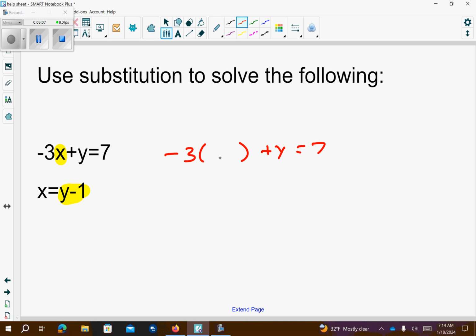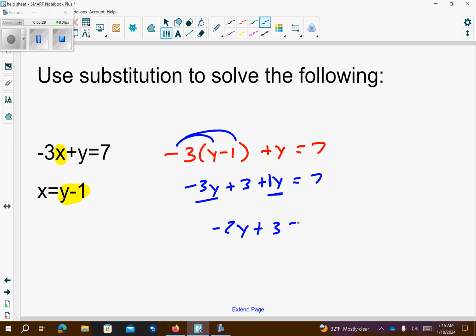Well, our x was right here, but now I'm going to plug y minus 1 in. Be sure you distribute over the parentheses if you need to. So -3 times y is -3y, -3 times -1 is +3, and then I have plus y equals 7. Both of these are like terms. Remember, that's a 1y, so -3y plus 1y is -2y, plus 3 equals 7. And then subtract 3 from both sides. Those cancel, so -2y is equal to 4. Divide both sides by -2. 4 divided by -2 is -2.